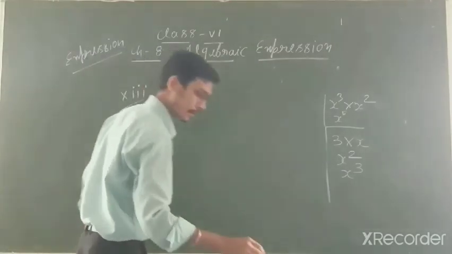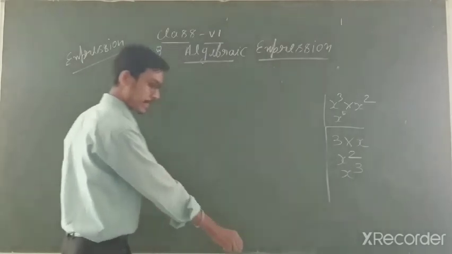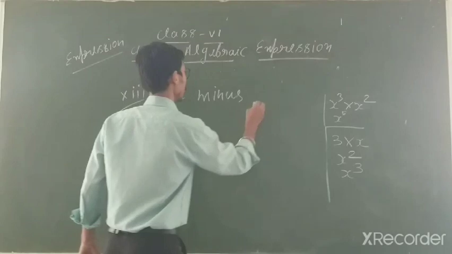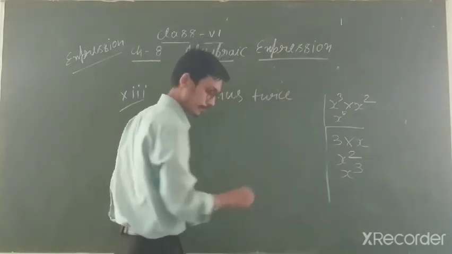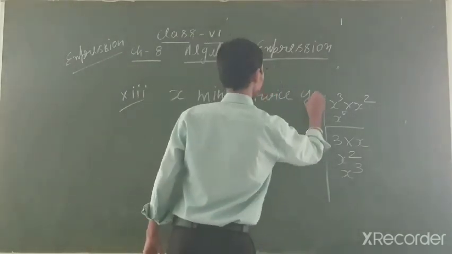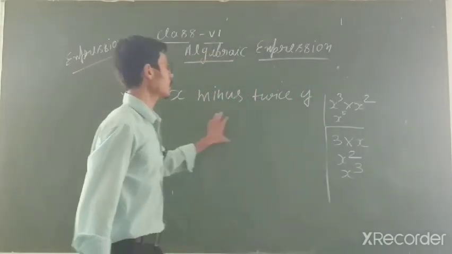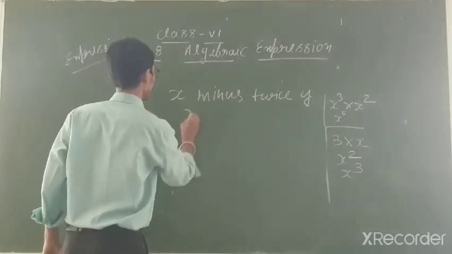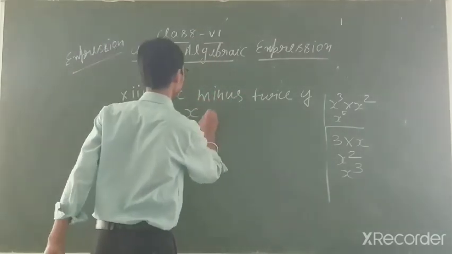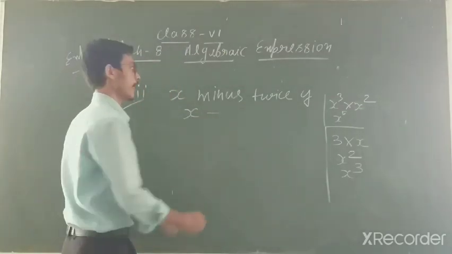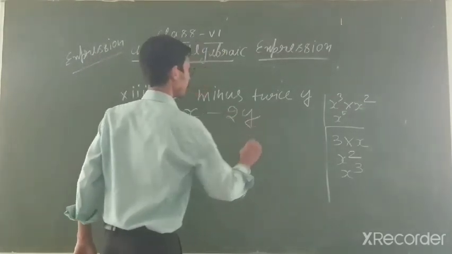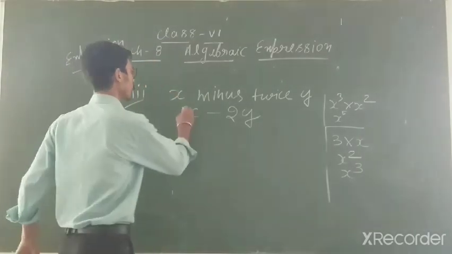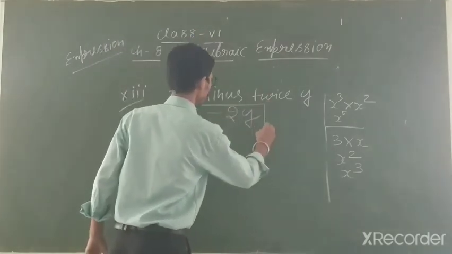It is given x minus twice y. What is given? X minus twice y. Clear student? What is given? X minus twice y. Clear? So what can you write down? X is given, minus sign, write down minus twice of y, that is 2y. Clear student? Why 2y? Because you know that twice of y means 2y. Clear? So this is our x minus 2y.